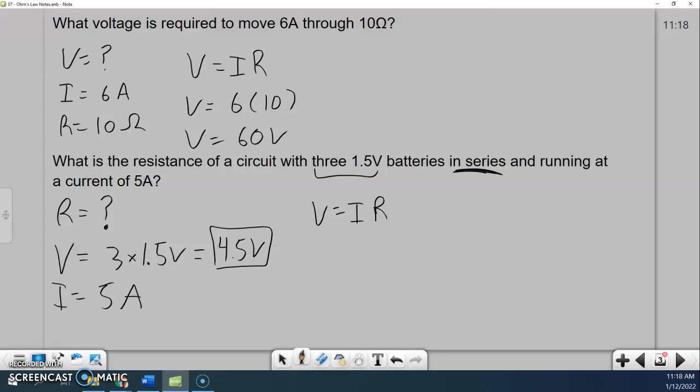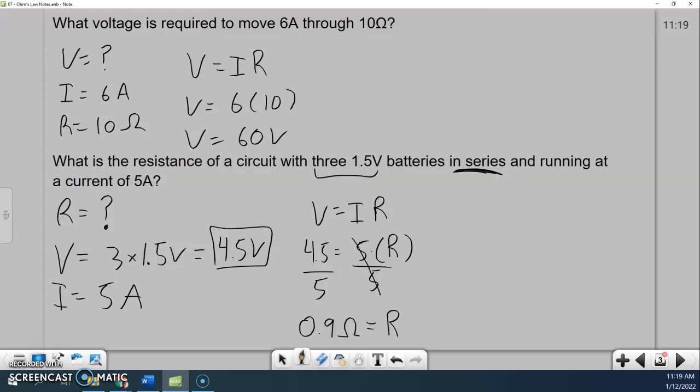I'm going to solve this twice. Once algebraically and once with the magic triangle. So voltage is 4.5. I is 5. Resistance, I don't know yet. I know these are multiplied by each other because they're touching, so I'd have to divide both sides by 5 to get my answer. So the 5 and the 5 are going to cancel out, and you're going to have to grab your handy-dandy calculator and do 4.5 divided by 5. 0.9 equals R, because 5 and 5 cancel. What are my units for resistance again? Oh yeah, ohms. It's almost 1 ohm of resistance.